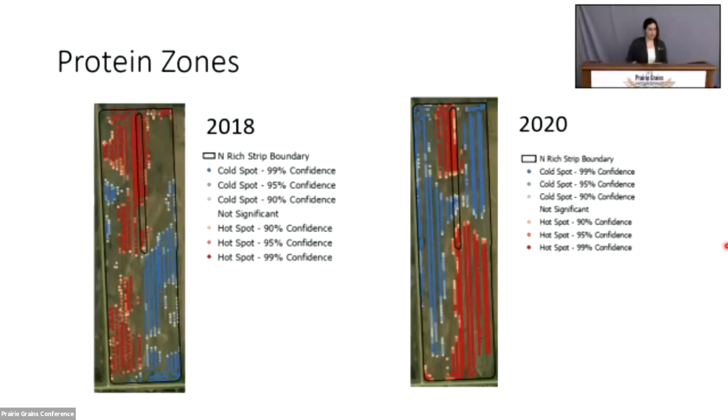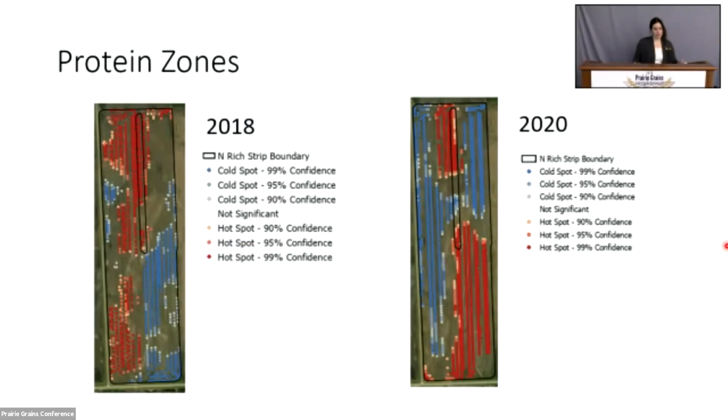And so this is actually called a hotspot analysis map of that same field. Those protein maps that we just saw, this is a spatial analysis that you can run, just identifying hot and cold spots, statistically significant hot and cold spots of protein in those maps.